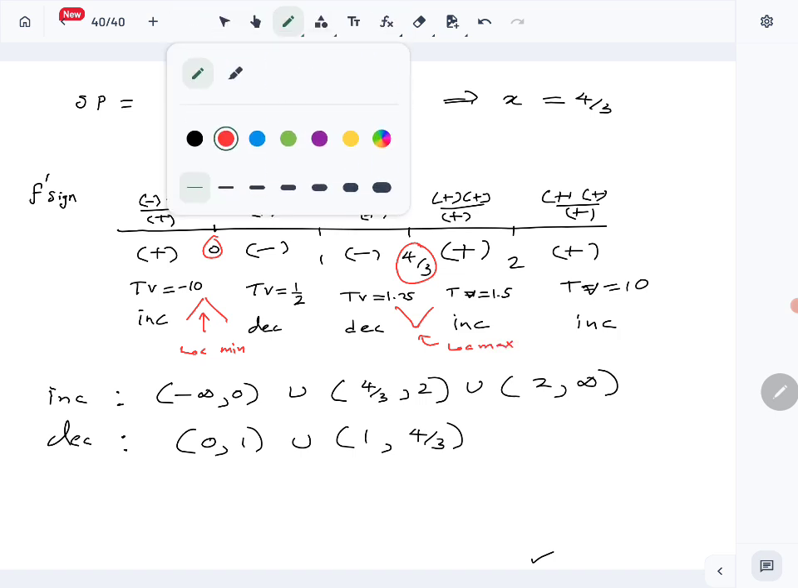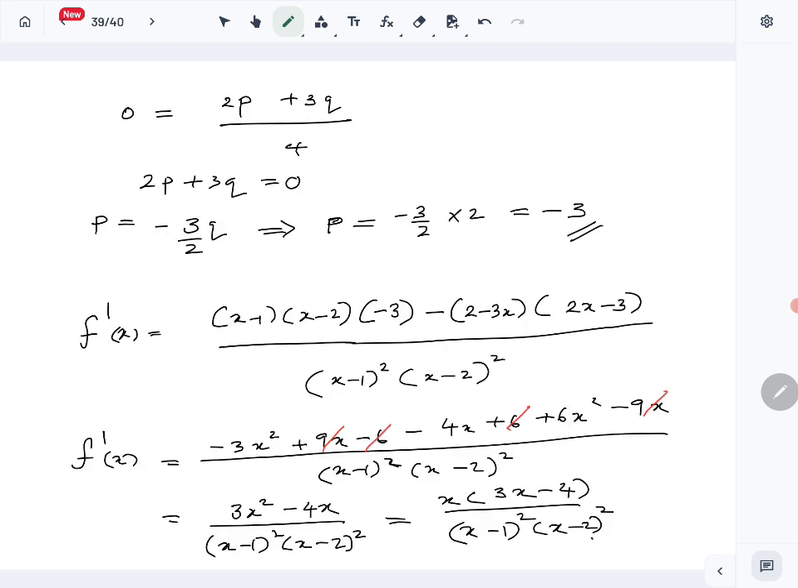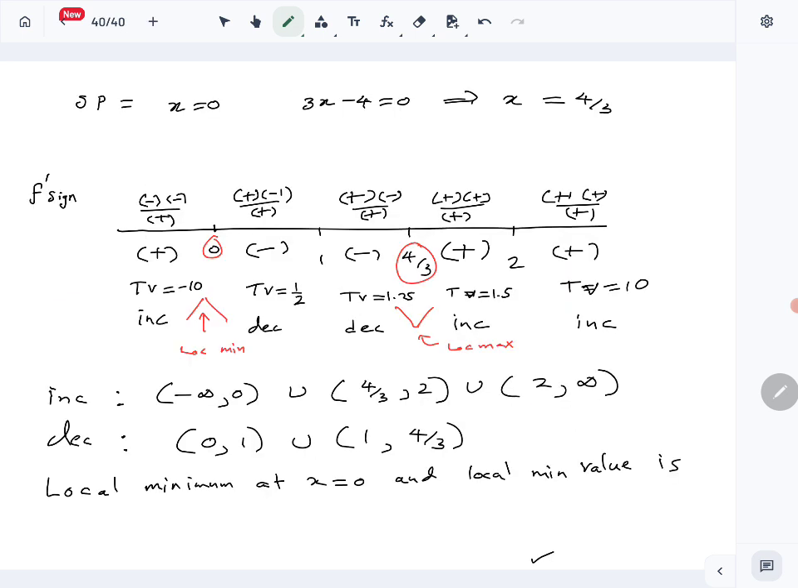Right. So local minimum at x equals 0, and local min value is what? Let's find that. Local min value, we need to substitute x equals 0 here. So what is our function?